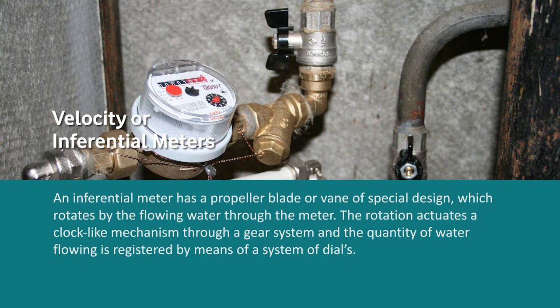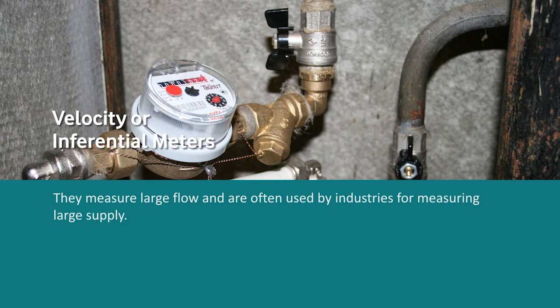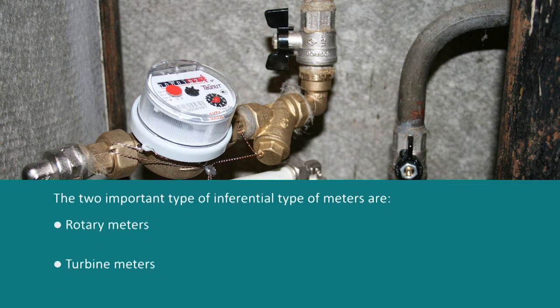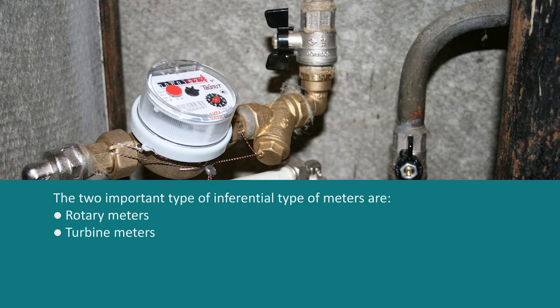The rotation actuates a clock-like mechanism through a gear system, and the quantity of water flowing is registered by means of a system of dials. They measure large flow and are often used by industries for measuring large supply. The two important types of inferential meter are rotatory meters and turbine meters.